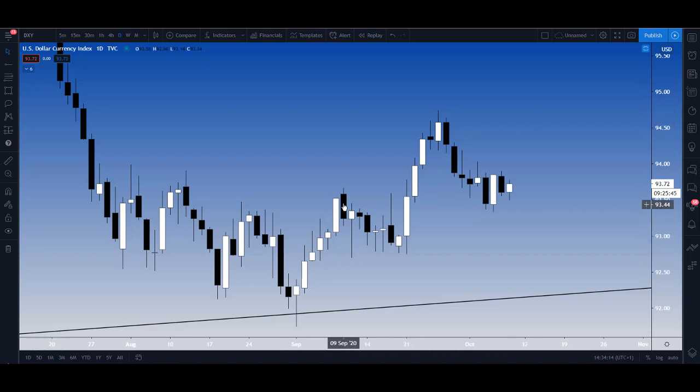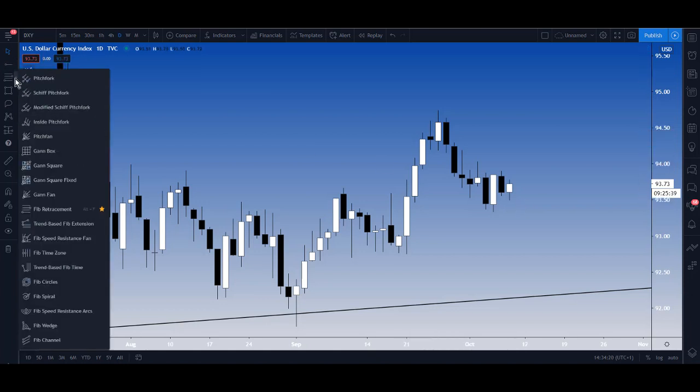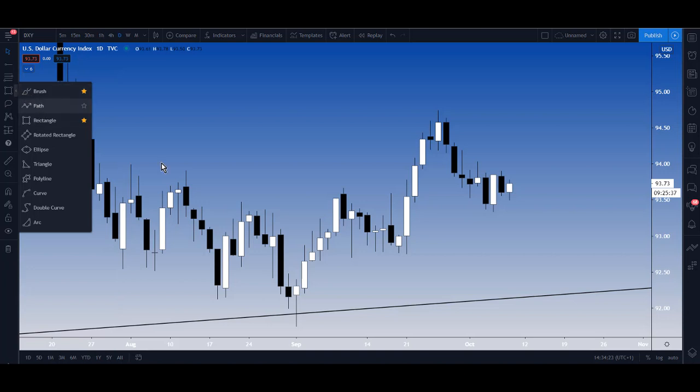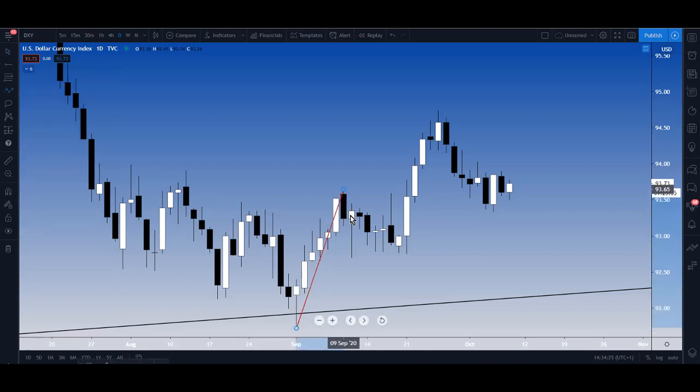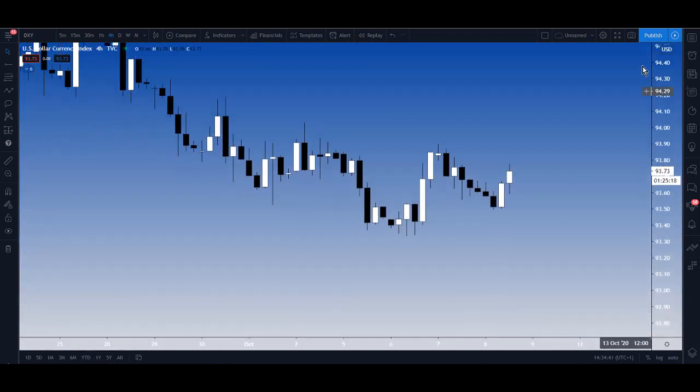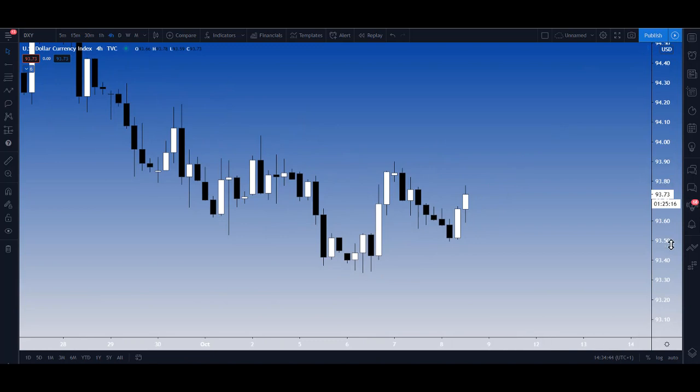So this is your impulse, correction, impulse, correction. Okay, let me just draw those in. So now we are expecting another impulse. Some people call this phase 1, phase 2, phase 1, phase 2, and we're expecting another phase 1. So that's what we're looking for at the moment. We're looking for an excuse to buy USD.